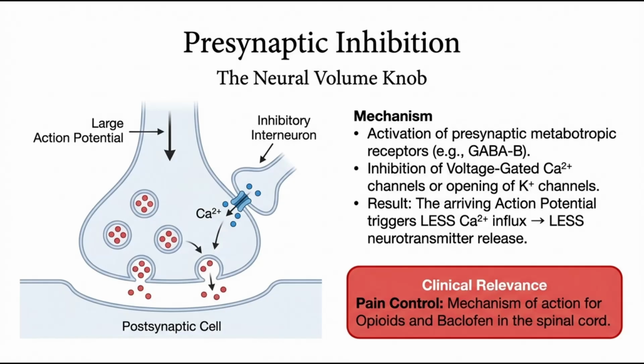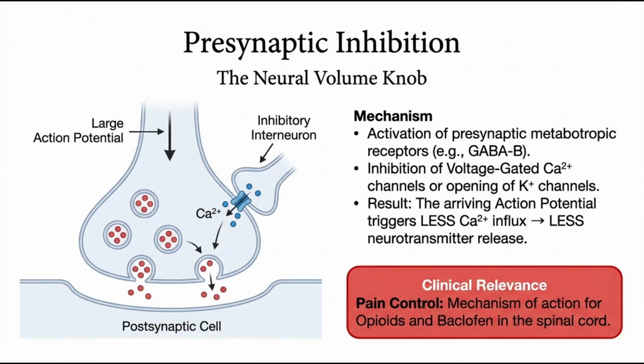Precisely. The volume is turned down at the source. It's a very specific way to silence one input without shutting down the entire neuron. And the slide lists the clinical relevance. This is how our body modulates pain signals. Yes. This is a key mechanism in the gate control theory of pain in the spinal cord. And it's how opioids work.